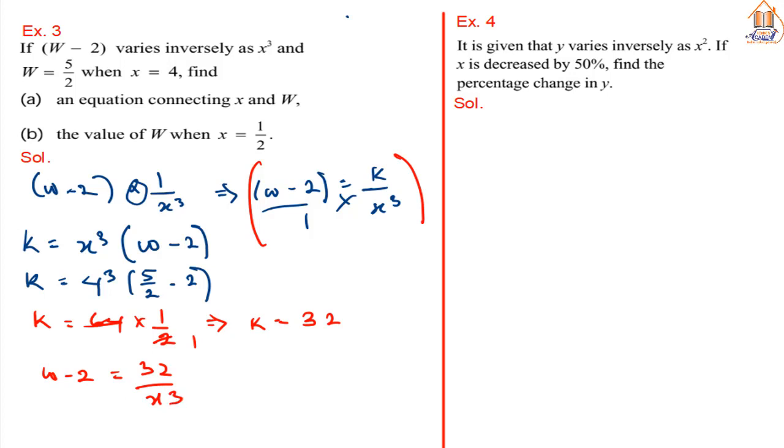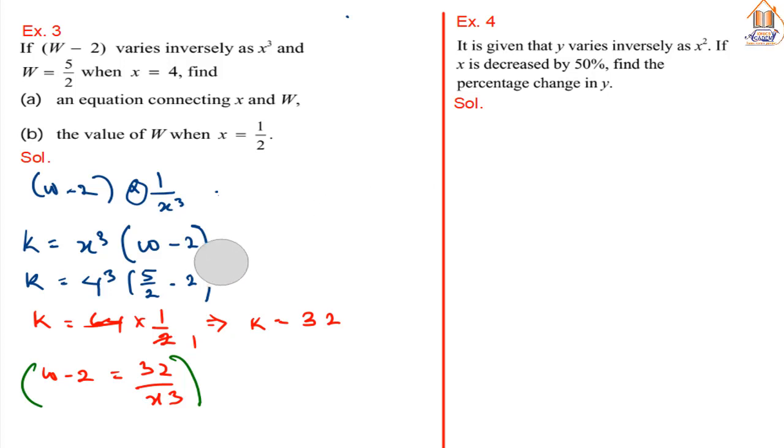Now, this is an equation connecting x and w. Now, let's go to the b part of the question. The b part of the question says that we should find the value of w when s is equal to 1 over 2. Now, how do we go about it? It simply says that we should find the value of w when s is equal to 1 over 2.